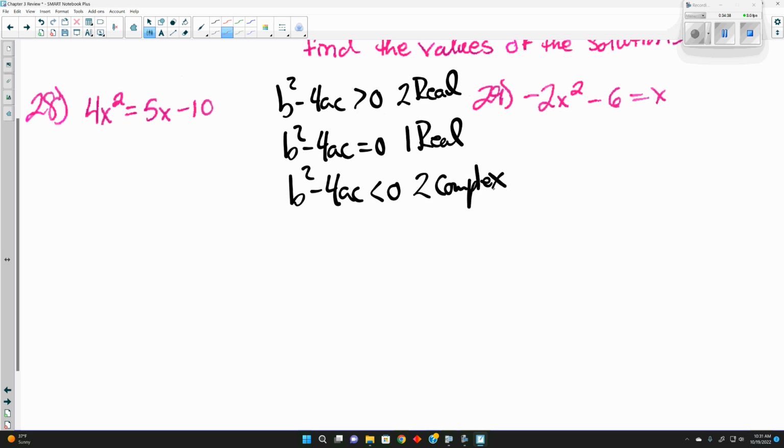So there's really 3 answers to this here: the value of b squared minus 4ac, the number of solutions, which is either 1 or 2, and what they are. Are they real or complex? So there's 3 parts to this. Now, if we look at the first one, any of these here, it has to equal 0 so that we get the correct sign. So if we just look at the first one here, I can subtract 4x squared from both sides.